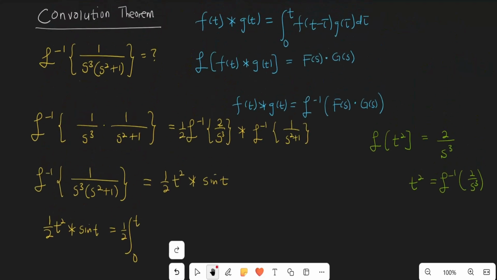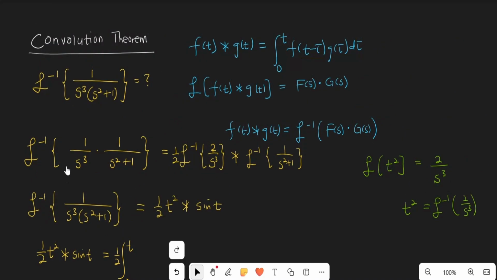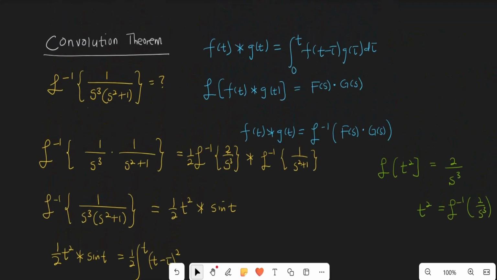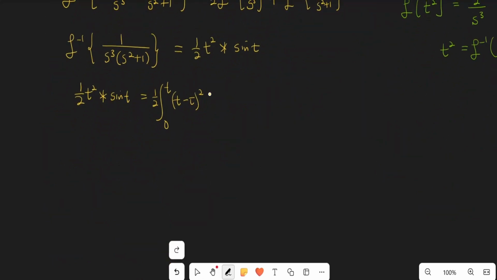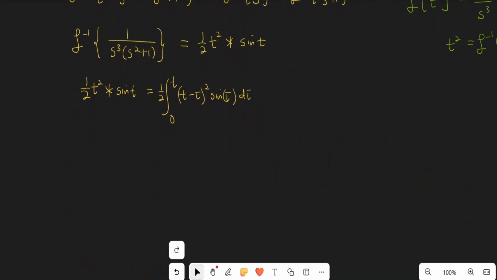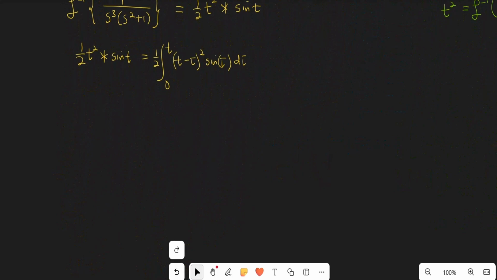So I have f of t minus tau. So that means in place of t, I'm going to replace that with t minus tau. So this is going to be t minus tau, all squared. So this is f of t minus tau, right? And this one is multiplied by g of tau. g in this case is sine of t. So that's going to be sine of tau like this. And then d tau. That is, you are integrating with respect to tau. That's what we have here. So this Laplace inverse problem is now converted into an integral problem. So now let's tackle this integral.